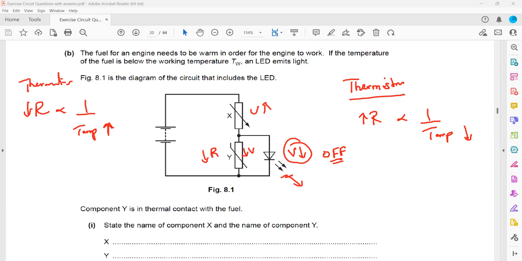Is it clear, this part? Yes, sir, clear. Anyone having a doubt?